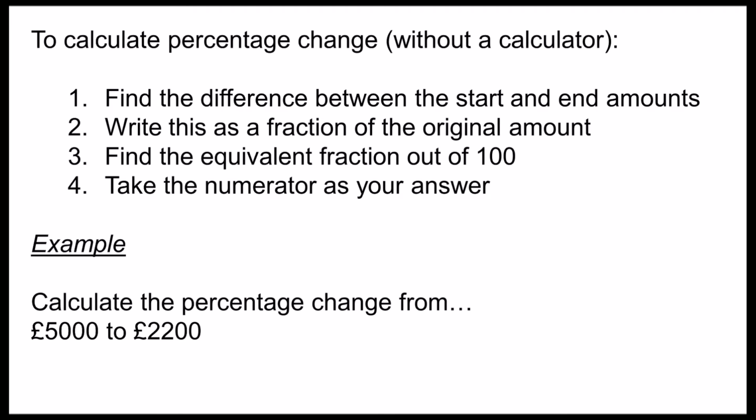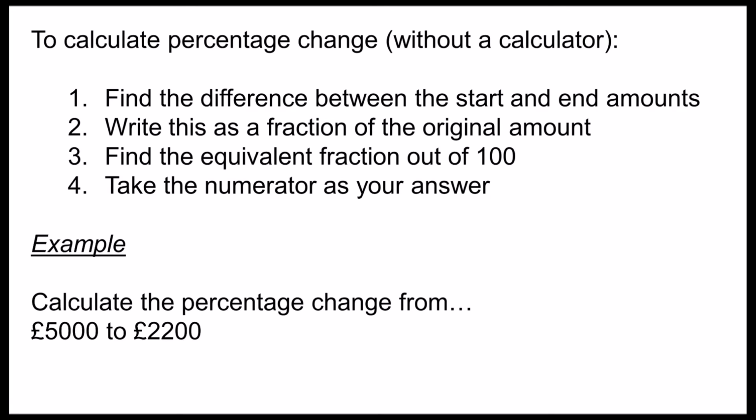Now we can of course work out a percentage change without a calculator. To do this, you start off exactly the same by finding the difference between the start and end amounts. You write this as a fraction of the original amount, and when you get to this point, you try and get that fraction as an equivalent fraction out of 100. And once you've done this, you take the numerator as your answer. Again, it's important you specify whether it's an increase or decrease.